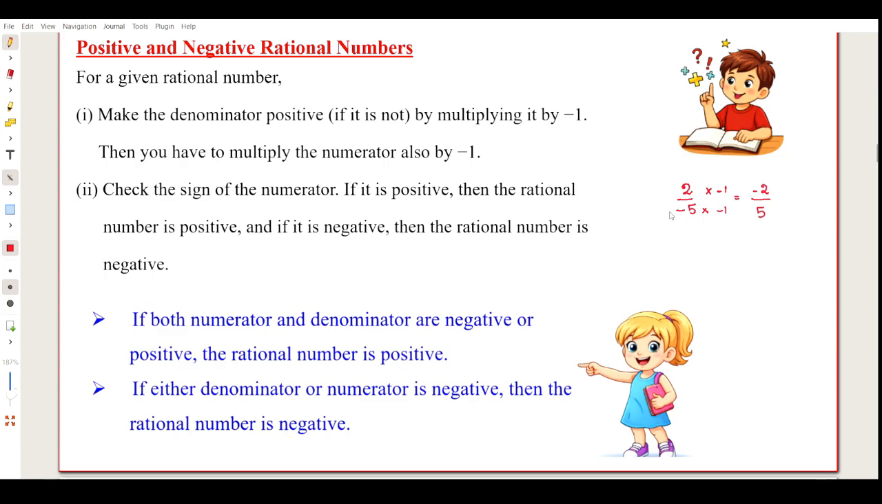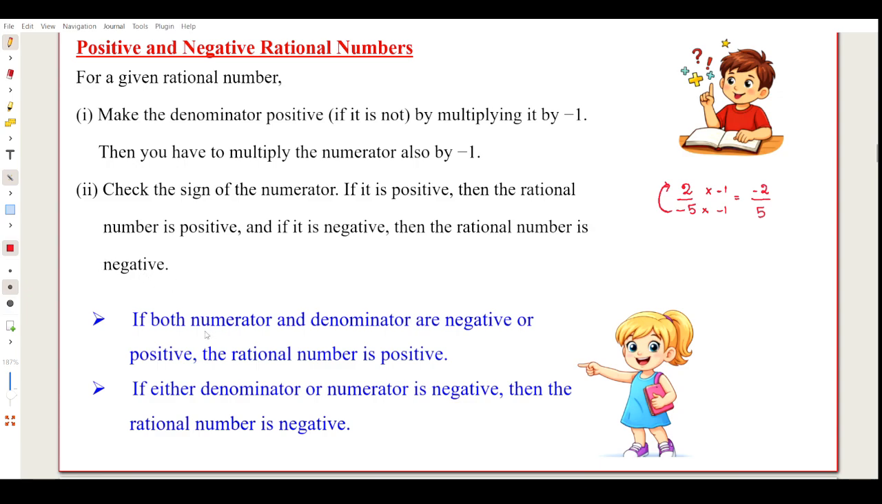Actually, what will you do? Directly we take the minus to the numerator. That is also correct. Instead of multiplying minus 1 by minus 1, directly bring the minus sign to the numerator. That is the standard form of a rational number. Now check the sign of the numerator. If it's positive, then the rational number is positive. If it's negative, then the rational number is negative. To identify whether the given rational number is positive or negative, check the sign. If it has plus, positive. If it has minus, then it's a negative rational number.